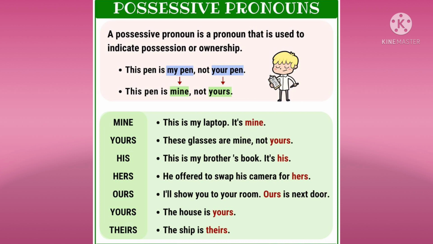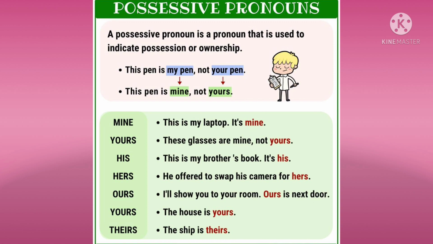Wherever it is given yours, it is second person. These glasses are mine, not yours. The house is yours, second person. Third person: his, hers, theirs. Clear? Third person is his, hers, theirs. So please go through these examples very nicely.